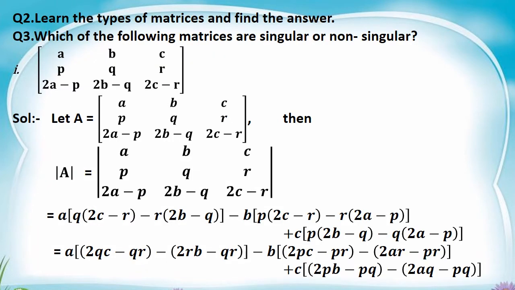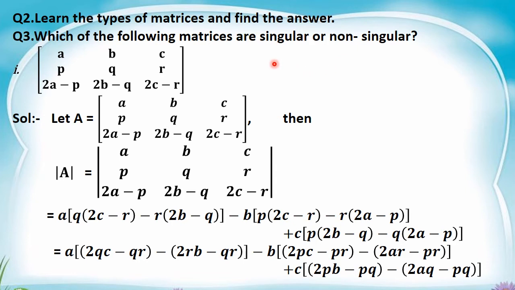Question number 2 is to write the different types of matrices, which you can solve by learning the different definitions. Question number 3. Which of the following matrices are singular or non-singular? First we consider the matrix with rows a, b, c, which is a 3 by 3 matrix. I considered this one; the remaining you can solve yourself. We need to check whether this matrix is singular or non-singular. So just recall the definition of singular and non-singular matrix.